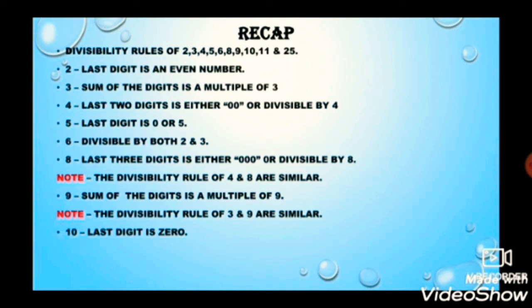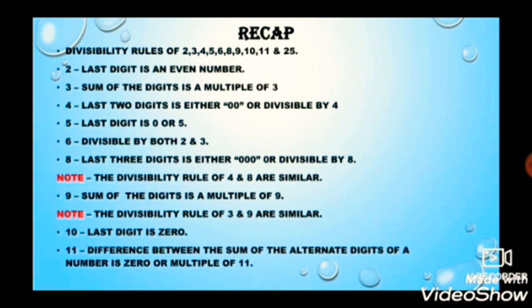Next, divisibility rule of 10 is the last digit is 0. Divisibility rule of 11, difference between the sum of the alternate digits of a number is 0 or multiple of 11. Divisibility rule of 25 is the last two digits is 00, 25, 50 or 75.